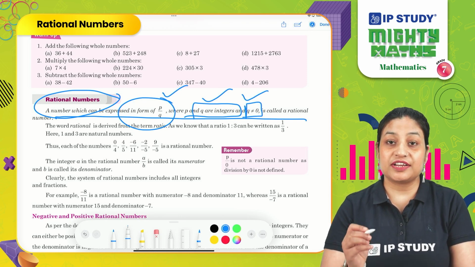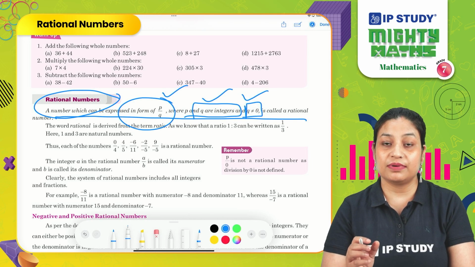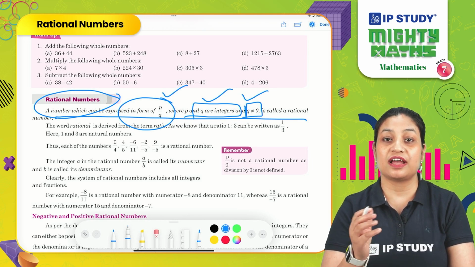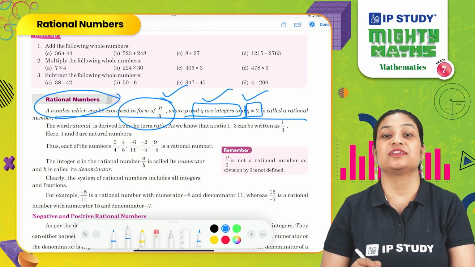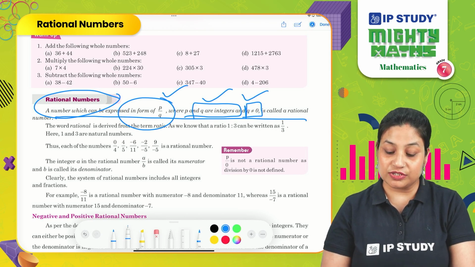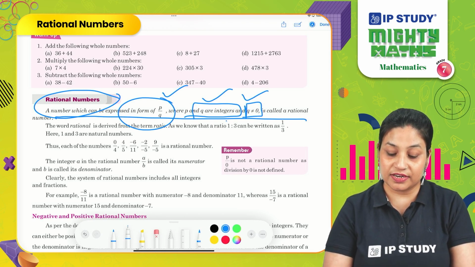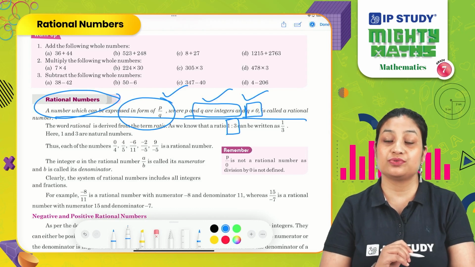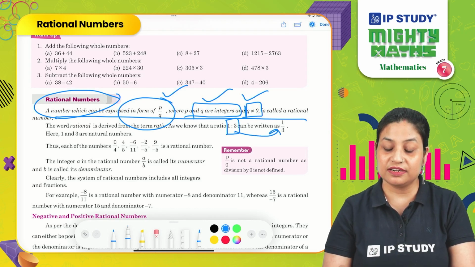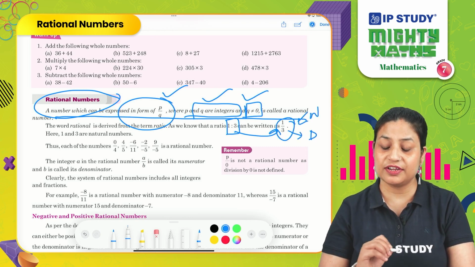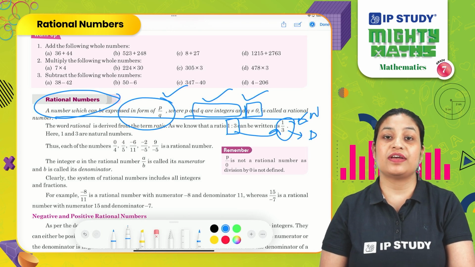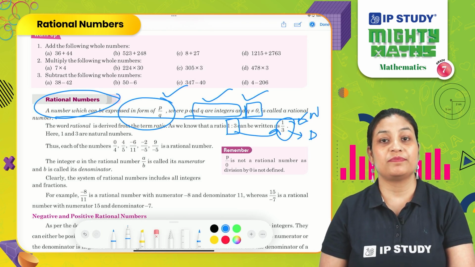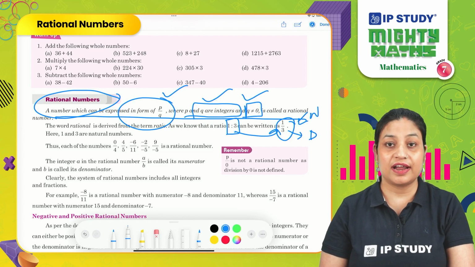Rational is a word that is derived from ratio. So we have learned about this topic in the previous grade as well, right? So let's take an example over here. It is written ratio 1:3. So this ratio can be written as a fraction like this, 1/3. So here 1 is your numerator, this 3 is your denominator, right? So, when you are writing a rational number in the form of p by q, you will have a numerator and a denominator like we used to have in fractions.